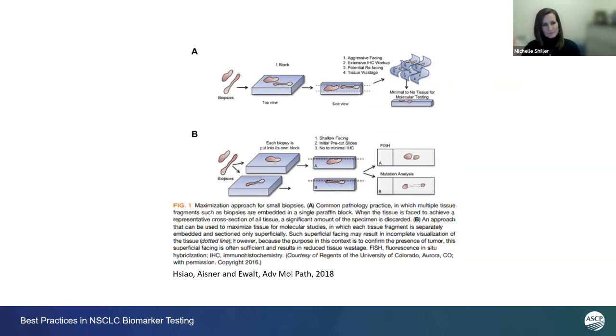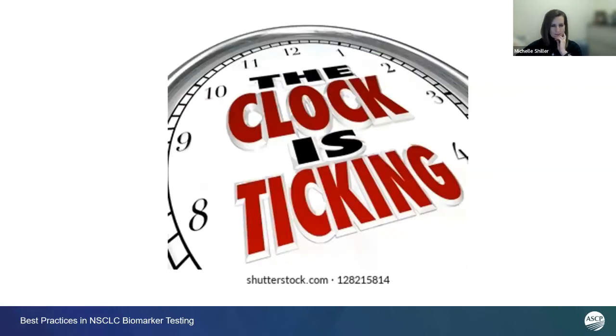But in the perfect world, we'd have tumor in both sections, and we could really spread out the tissue, not only for diagnostic confirmation of what we're dealing with for that initial diagnosis, but also for the downstream test. So it's very important.